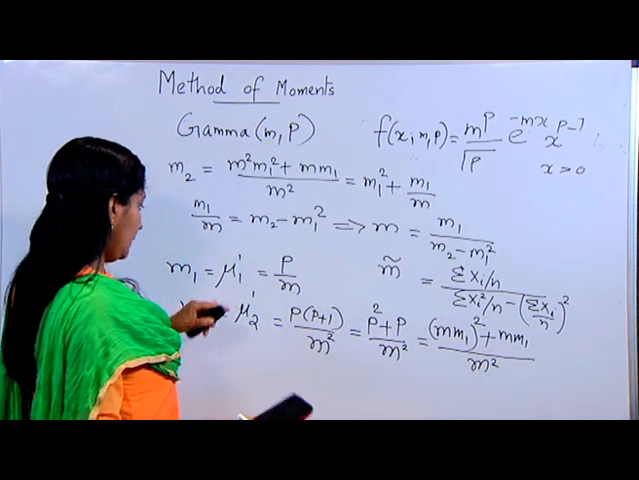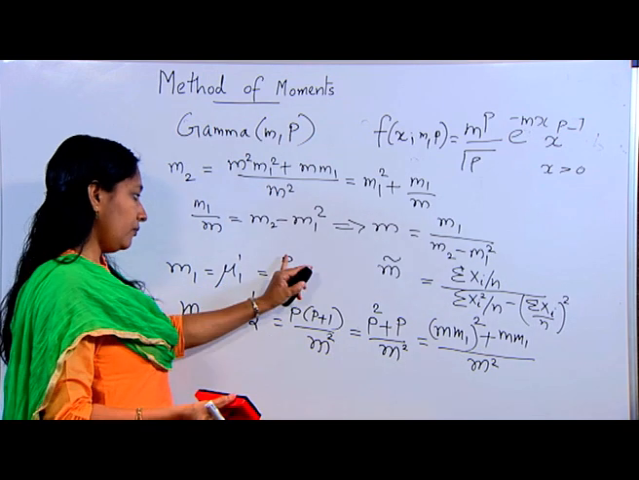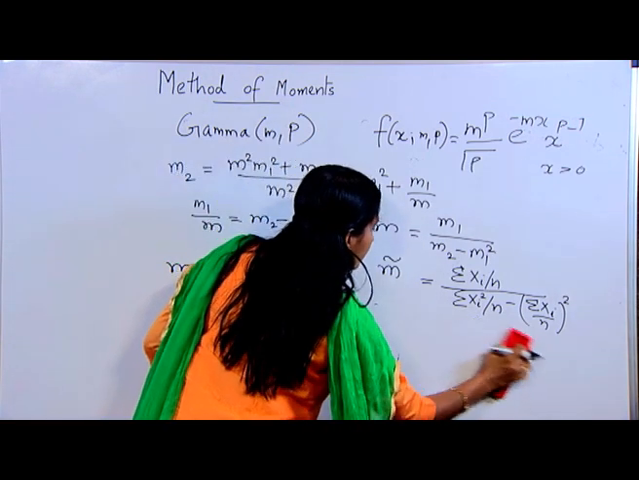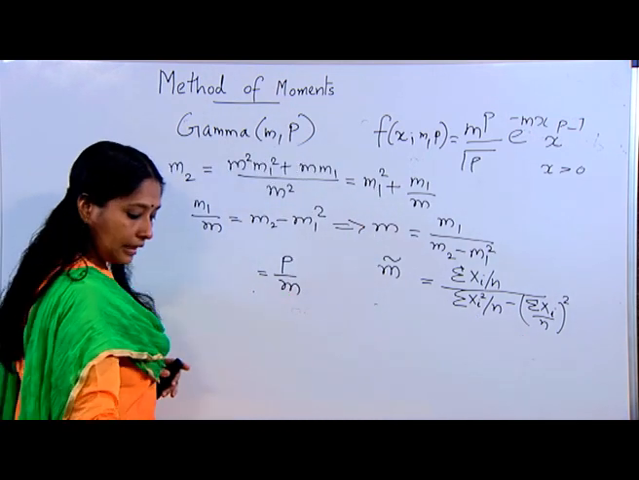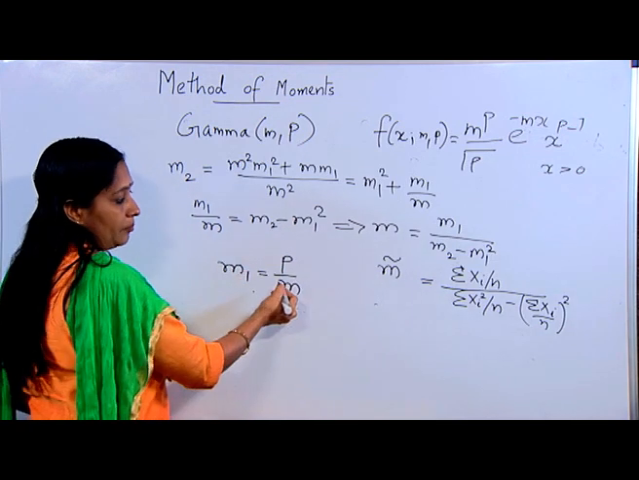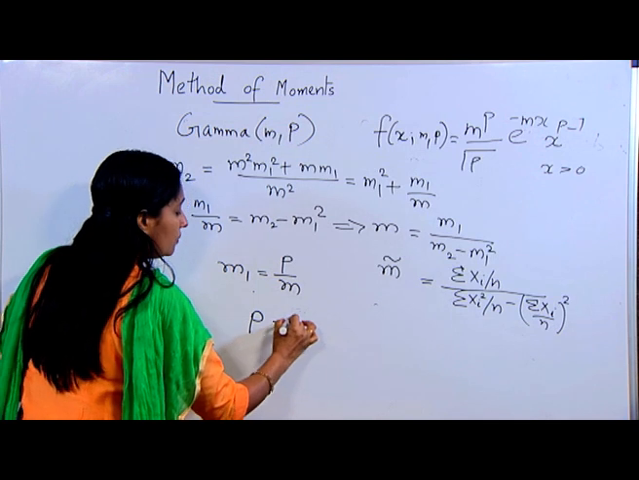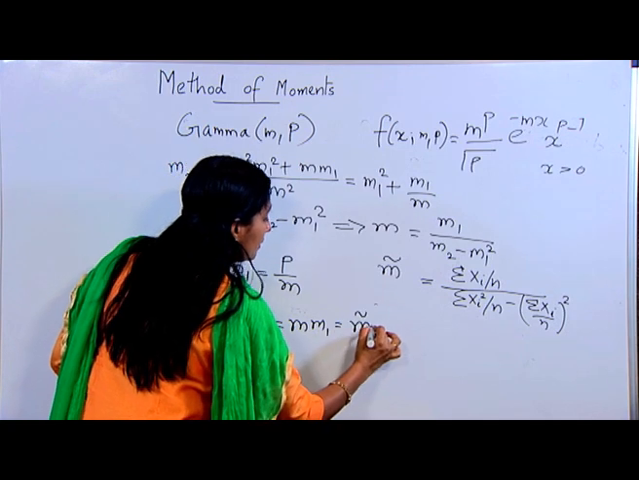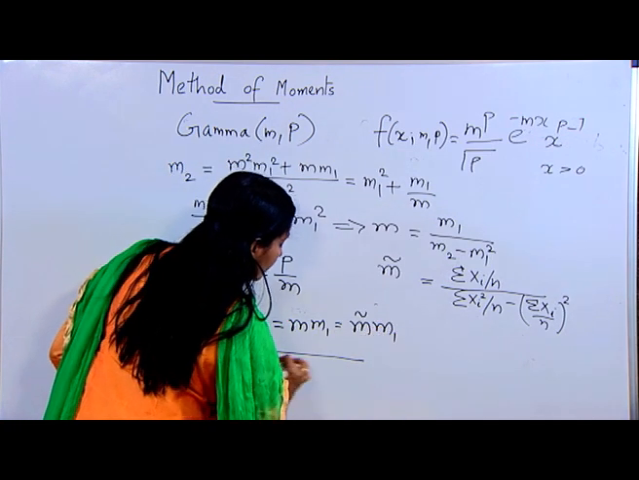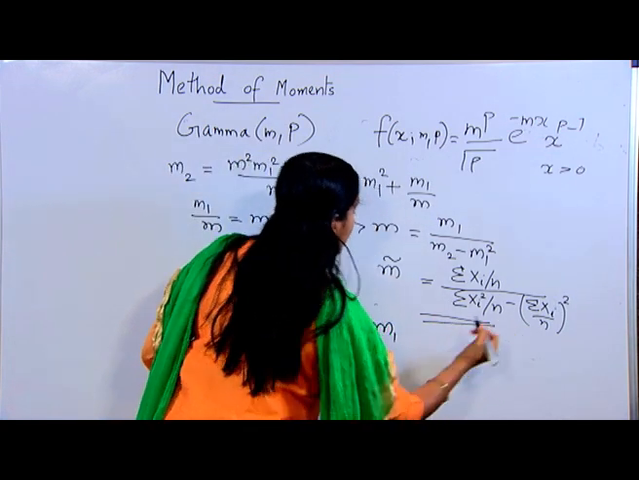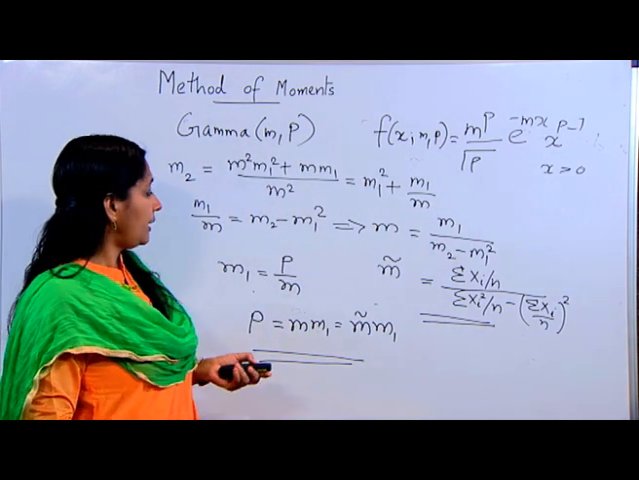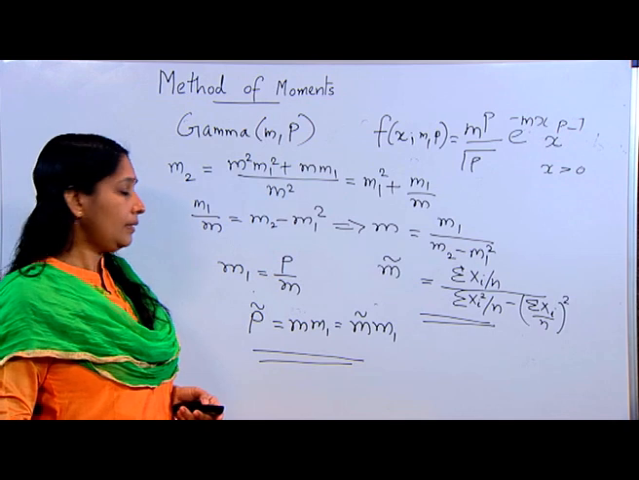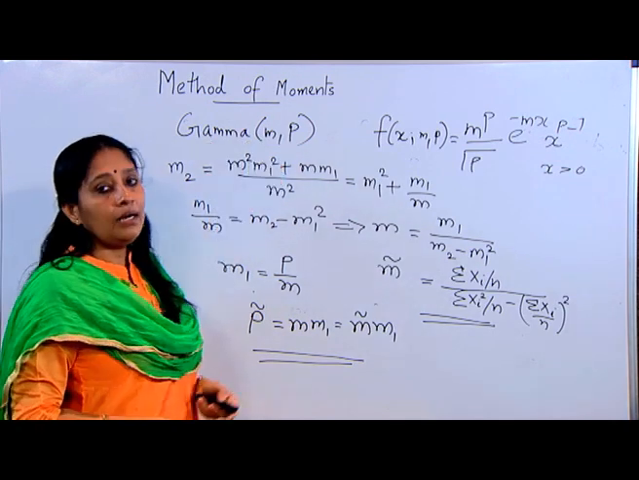Substituting this value in this equation, we have the parameter p to be estimated again. Here we have m1 is equal to p by m. Therefore, p is equal to m into m1, and the estimator for m is m curl. So, p is m curl into m1. These are the moment estimators of the parameters m and p of the gamma distribution. Let us denote the estimator of p as p curl.